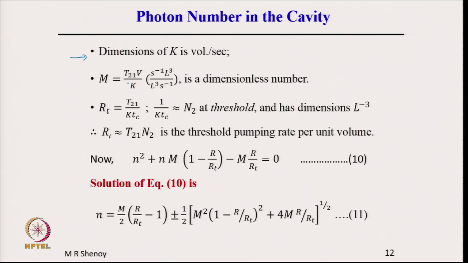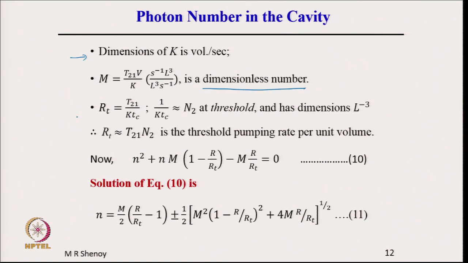M, therefore, is T21, which is second inverse, the inverse of lifetime. We are just looking at the dimensions, and V is volume, so L cube. K is volume per second, and M is a dimensionless number.